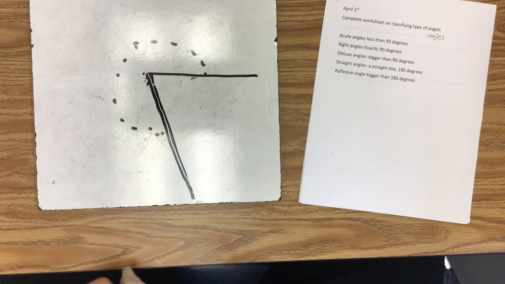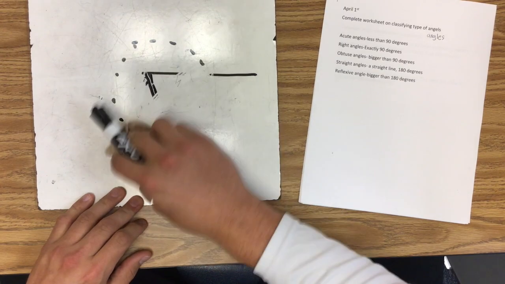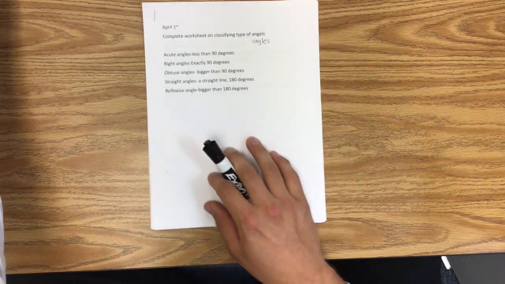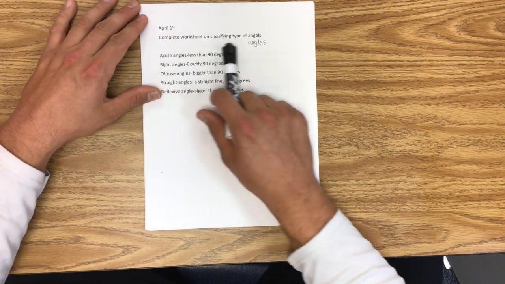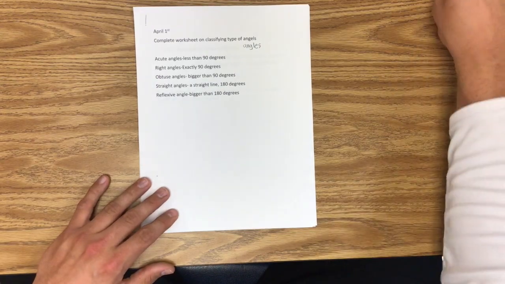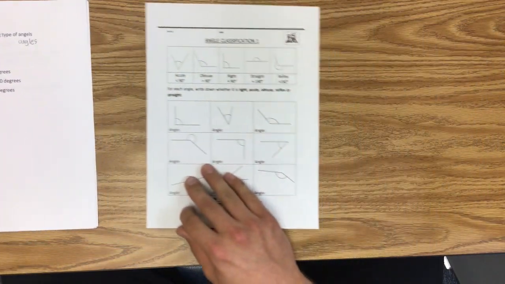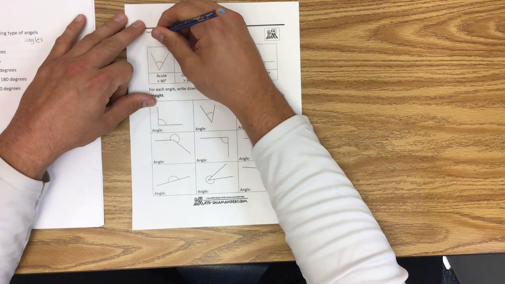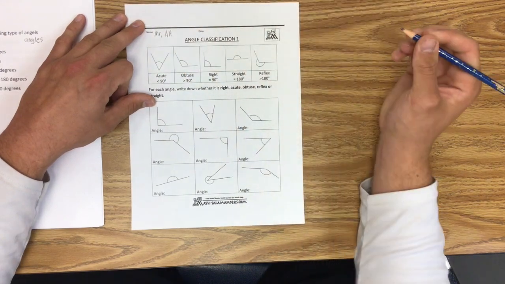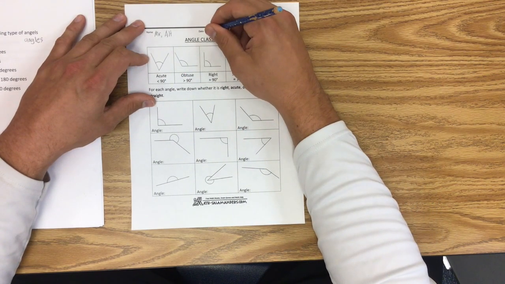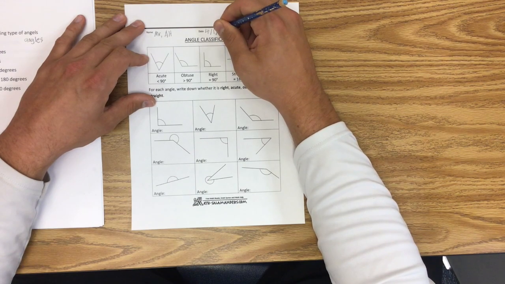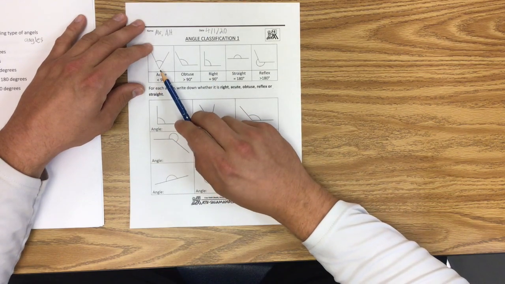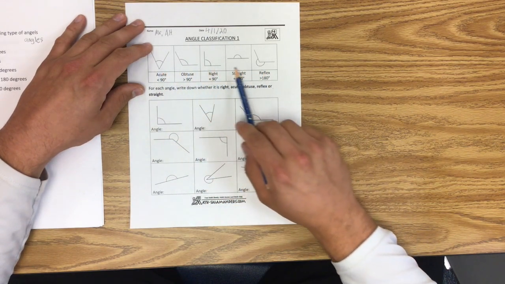Okay. So now that we've kind of gone over the types of angles, let's move on to our worksheet of the day. Complete worksheet in classifying these angles. Well, here is today's worksheet. So I'm going to put my name, Mr. Alt, and today's date is 4/1/2020.